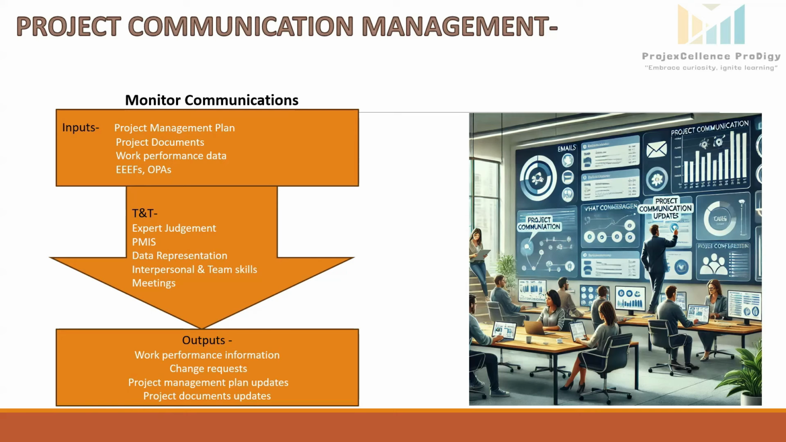Project document updates, like issue log, which tracks communication issues and resolutions. Lessons learned register, which documents what worked well and what didn't. Stakeholder register will update the stakeholder needs and engagement details. For example, if miscommunication with the solar panel supplier caused delivery delays, this will be recorded and future procurement updates are improved. So that's all for now.